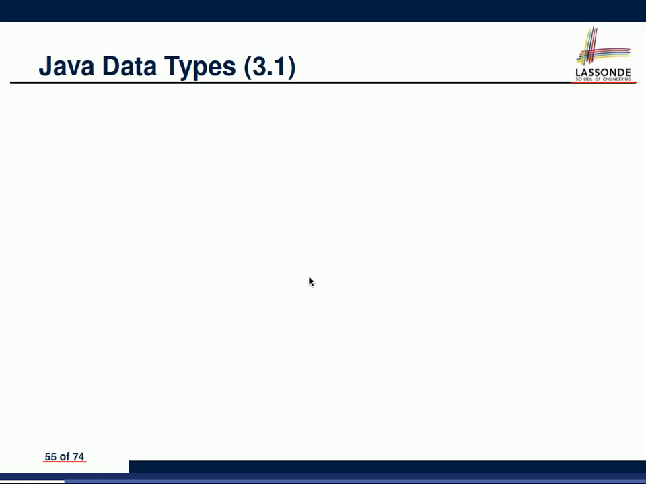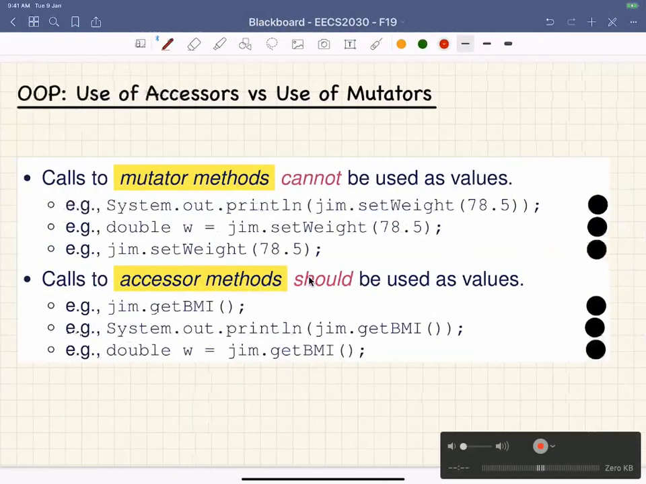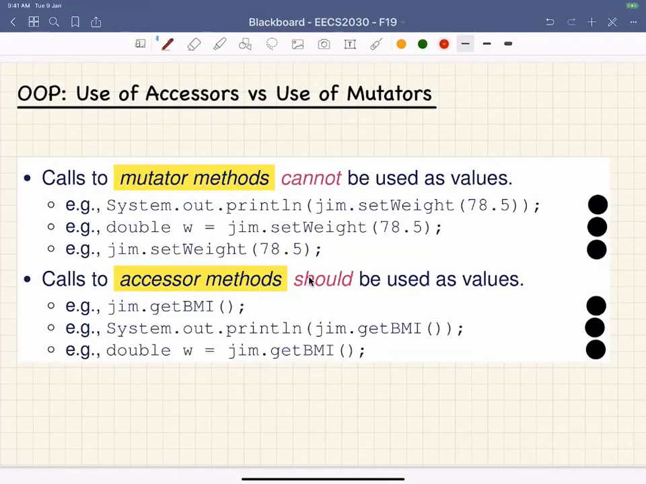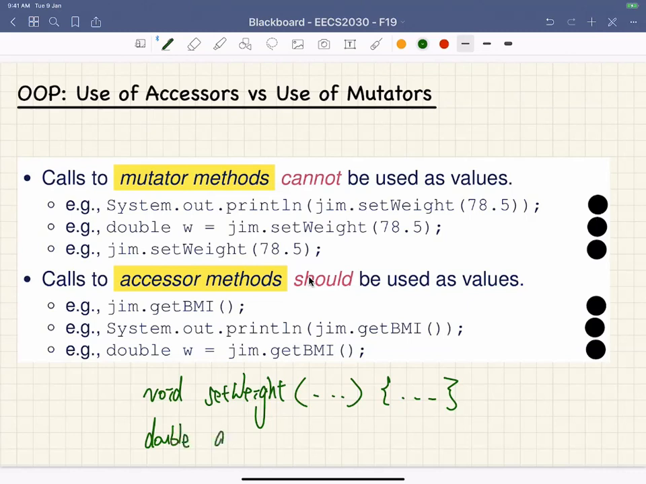Before I move on to some principles, and then I'll do examples again. I want to talk a little bit more about principles of programming. Let me remind you, for our set weights method, we actually got void set weights. That's how we declare the method. And then you have some double value over here, right? That's how you declare that. And then you have some implementation. On the other hand, get BMI returns a double, that's why it's an accessor. And then get BMI.